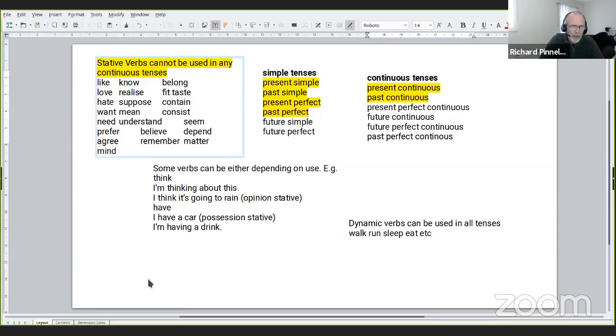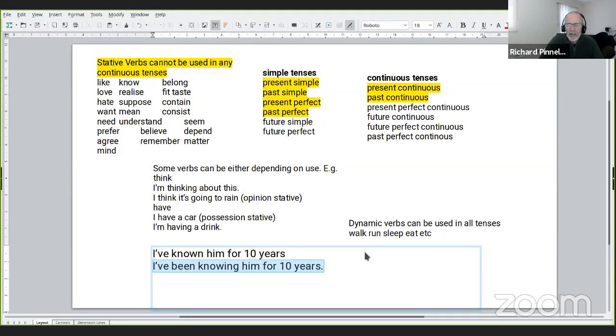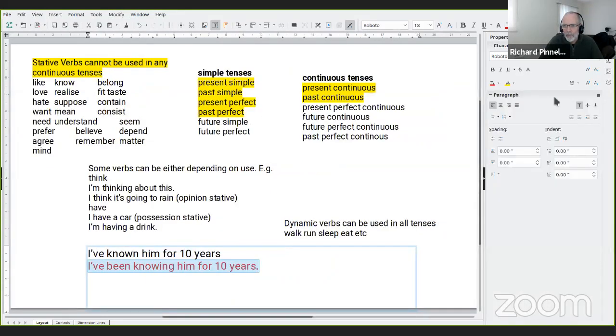So for example, let me just change that. This is correct: I've known him for 10 years. And this one, I've been knowing him for 10 years, is incorrect. We cannot say that because we cannot use the verb know in any continuous tense.